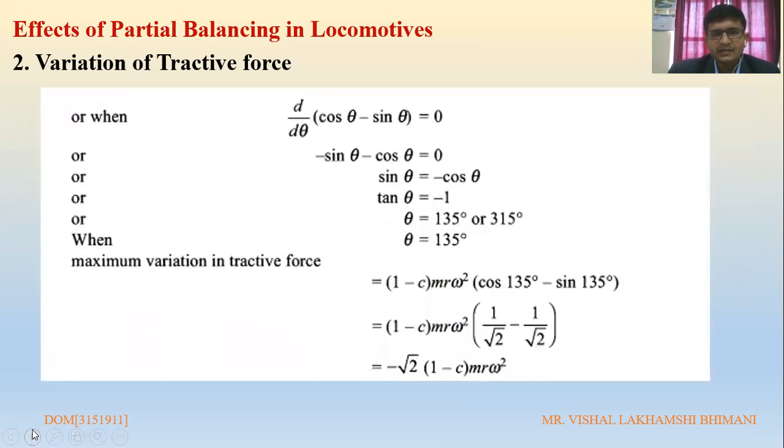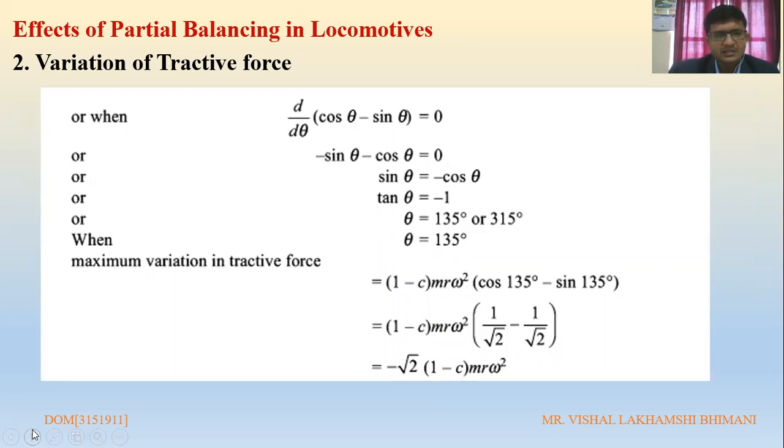So when d by d theta of (cos theta minus sin theta) is equal to 0, by simplification, minus sin theta minus cos theta is equal to 0, sin theta is equal to minus cos theta, then tan theta is equal to minus 1. So theta is considered as 135 degrees or 315 degrees.